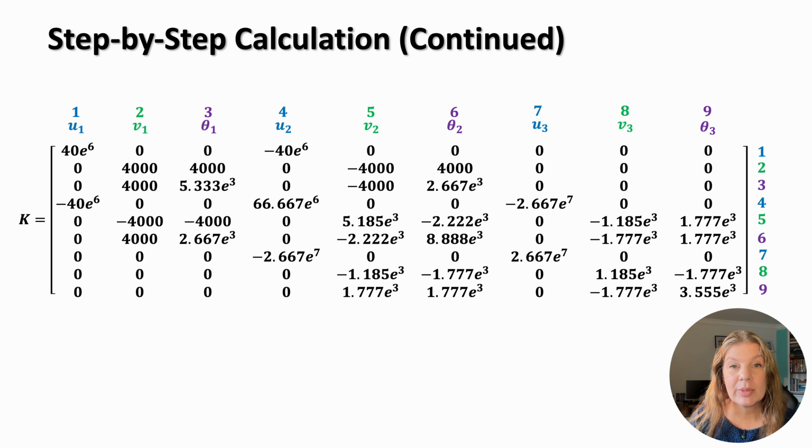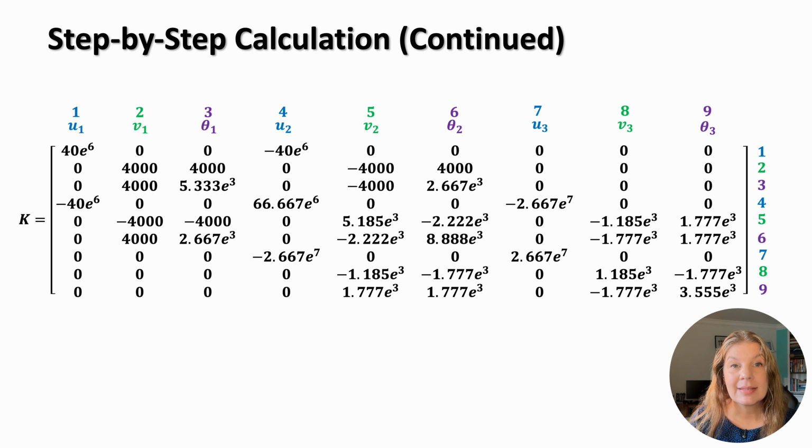It's 9 by 9 because we had 3 nodes and 3 degrees of freedom at each node. The contributions from element 1 appear in rows and columns for degrees of freedom 1 to 6, which belong to node 1 and 2. Contributions from element 2 appear in rows and columns for degrees of freedom 4 to 9, which belongs to node 2 and 3. And as we mentioned before, at node 2, the overlapping terms from both elements are added together.